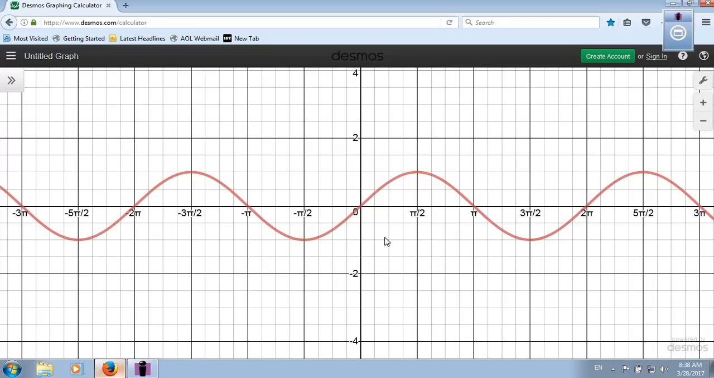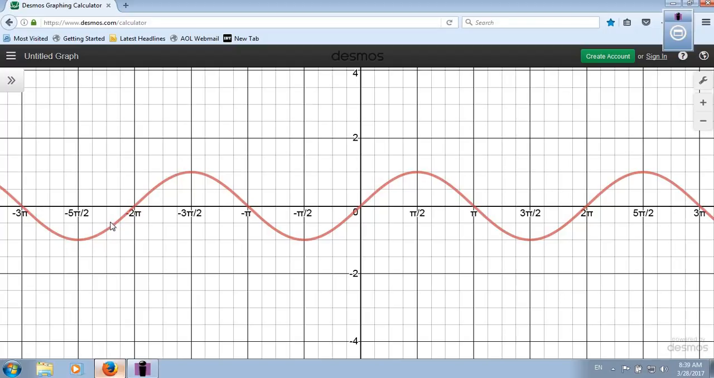Now, the sine function is a continuous function. Any graph or any relation of x and y, to become a function, has to pass the vertical line test. I'm not sure if you remember the vertical line test, but it means if I draw a vertical line through any point of the function, it cannot pass the function more than one time.